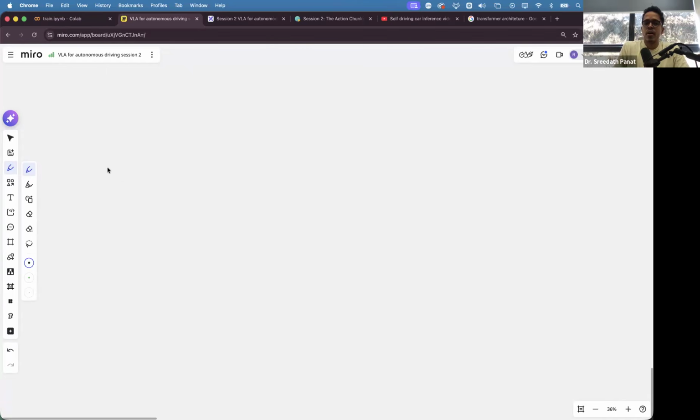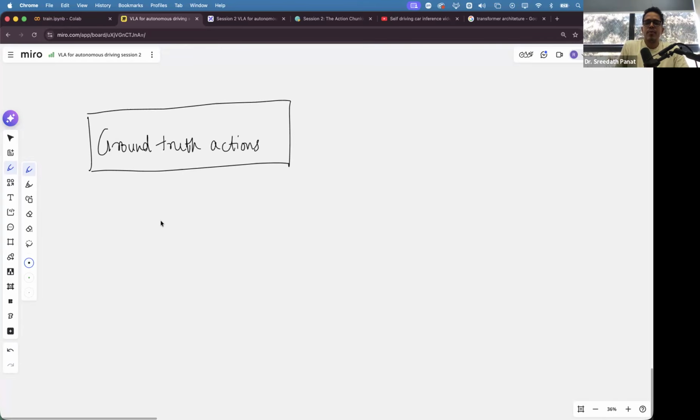So when you are recording your car driving, you have corresponding actions, right? So ground truth actions. Now you have a set of actions, let's say an action chunk size of 5. So you have, let's say, 5 actions, each of which are embedded in a 64-dimensional space or something, or maybe 4-dimensional. That depends on what we want.